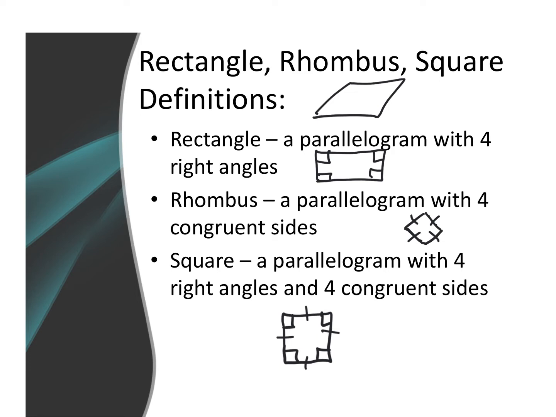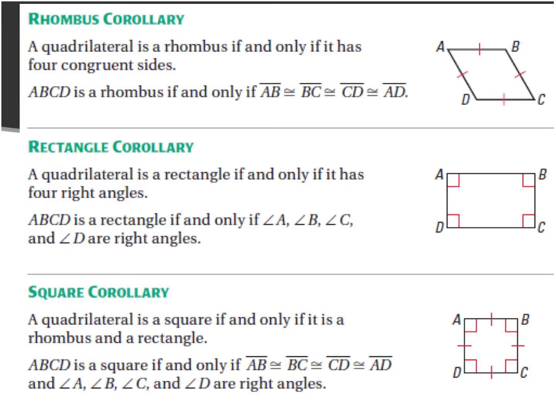So let's go ahead now. On the next slide, we're going to see these officially as corollaries. So definitions, they're presented as corollaries. So same thing we just said. A quadrilateral is a rhombus if and only if it has 4 congruent sides. So now they're giving us a specific picture. So it says ABCD here is a rhombus if and only if side AB is congruent to BC, which is congruent to CD, which is congruent to AD.